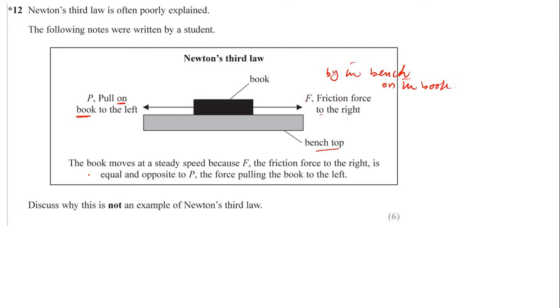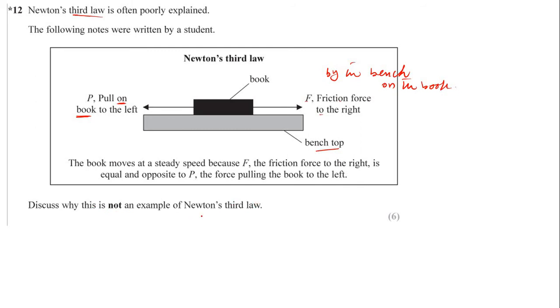Okay. A student said that the book moves at a steady speed because F, the friction force to the right, is equal to the opposite force of P, the force pulling on the book to the left. So the student is saying that because forces F and P are the same and in opposite directions, that's why it is moving at steady speed, and this is Newton's third law. And we need to discuss that this is not an example of Newton's third law.